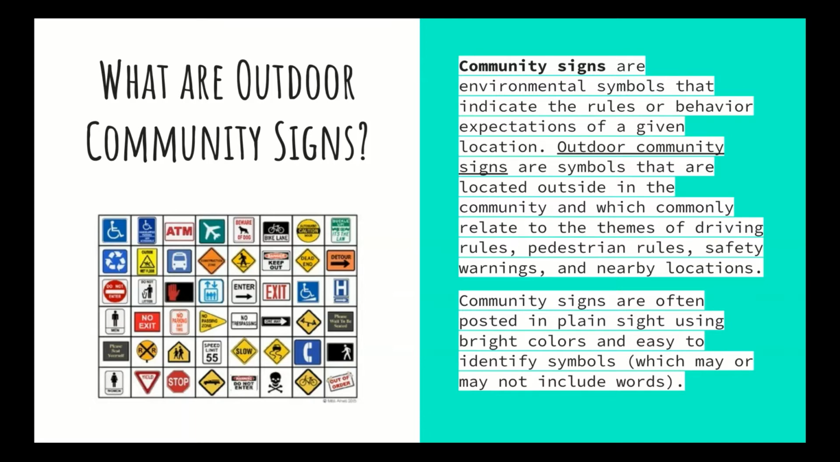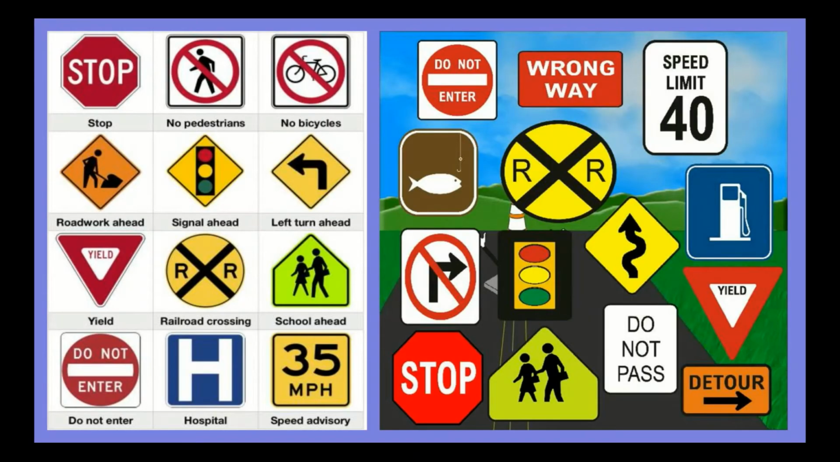And they're often posted in plain sight using bright colors and easy to identify symbols, which may or may not include words, right? Some of the pictures, as you can see, include actual words, especially those that indicate warnings, whereas others are just symbols. And so you need to practice, right? You need to teach yourself what these community signs mean, because oftentimes they help us to follow the rules in a given area. They help us to stay safe, right? They tell us what's located nearby. So yes, we're going to do some explicit instruction on what these community signs are.